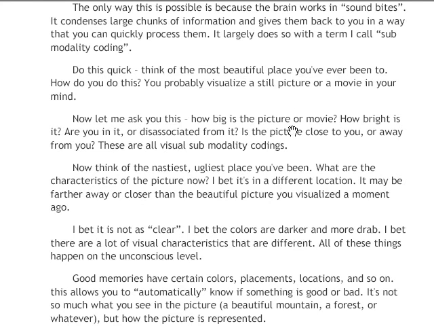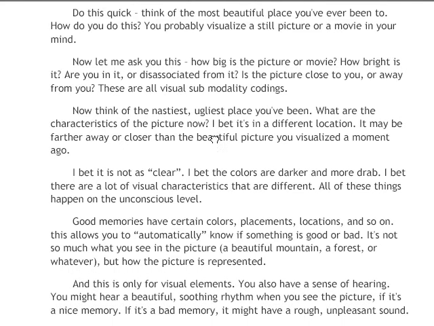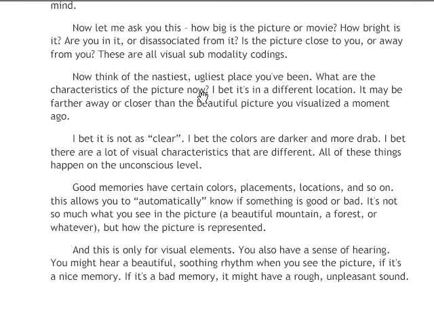You probably visualize a still picture or a movie in your mind. Now let me ask you this. How big is the picture or movie? How bright is it? Are you in it? Are you disassociated from it? Is the picture close to you or away from you? These are all visual submodality codings.